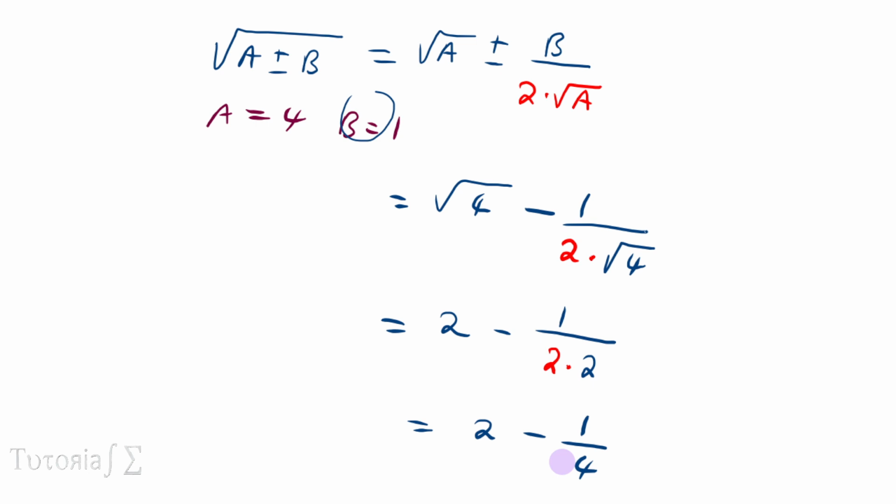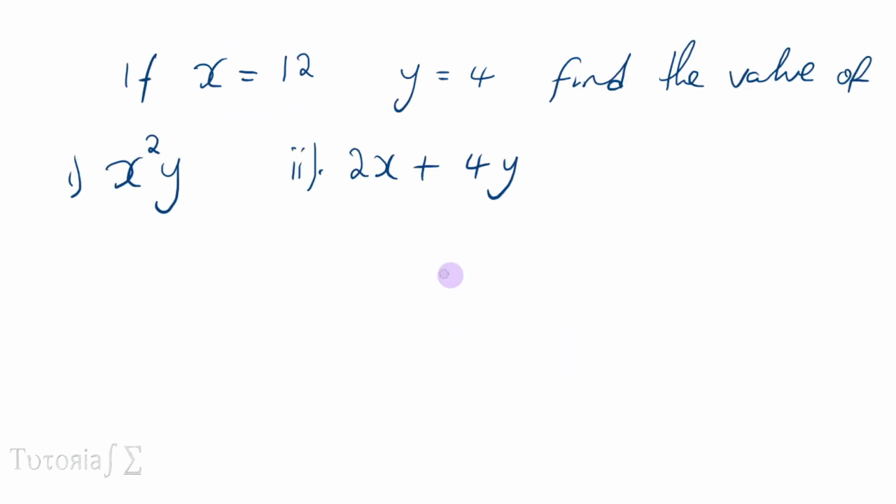Let's do one more question, then we can close this. All right, so just this last question. If x is equal to 12, y is equal to 4, find the values of x squared y, and 2x plus 4y. So these are some common questions you find in past papers, including the previous one that we've looked at. But here, this is a simple question. You will just be substituting.